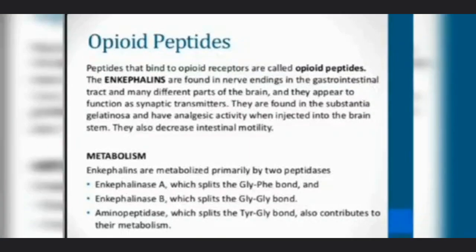Enkephalins include met-enkephalin, which contains methionine, and leu-enkephalin, which contains leucine. The opioid peptides are derived from three main precursors: pre-proenkephalin, which gives rise to leu-enkephalin, met-enkephalin, octapeptide, and heptapeptide. Pro-opiomelanocortin, which gives rise to beta endorphin and other endorphins. Prodynorphin, which gives rise to dynorphins and neoendorphins.